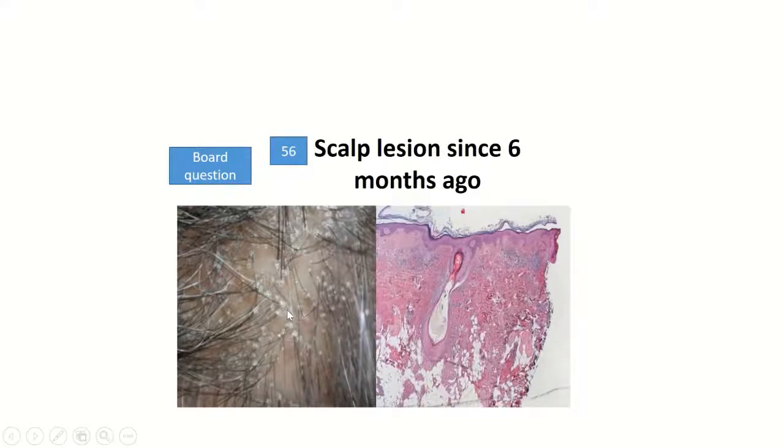Lichen planopilaris is different from DLE by these findings. In DLE, the infiltration is around both the upper and lower parts of the hair follicle, but in lichen planopilaris, the infiltration is mainly around the upper part. In addition, the interfollicular skin in DLE is involved, but not in lichen planopilaris.